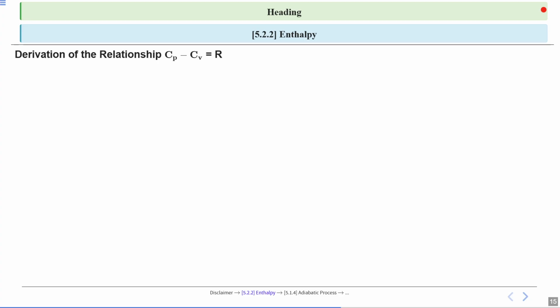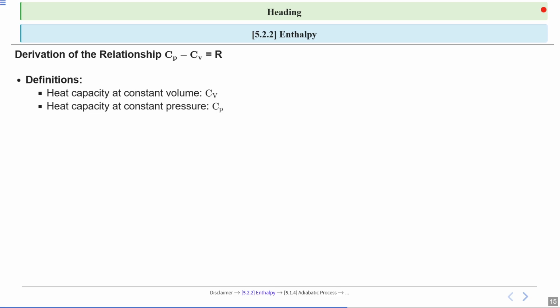Now let us move on to a very important relationship, which is Cp minus Cv is equal to R, and it's a very famous relationship. We will try to define and derive it both. So what's the definition of it? It simply says that the heat capacity at constant volume is termed as Cv, and the heat capacity at constant pressure is termed as Cp.